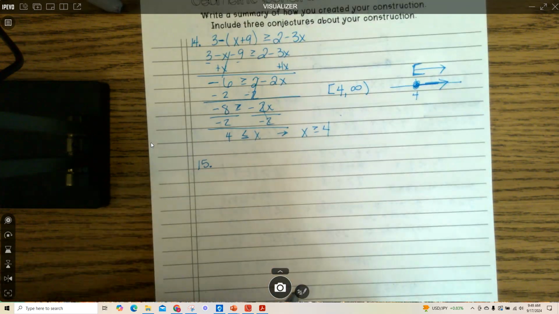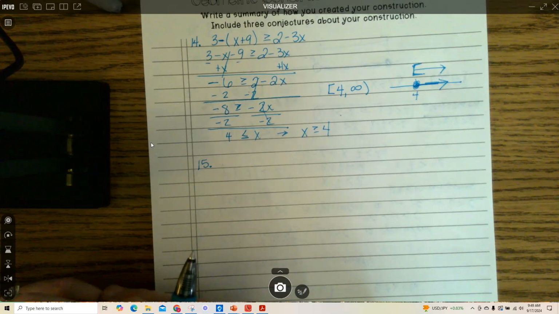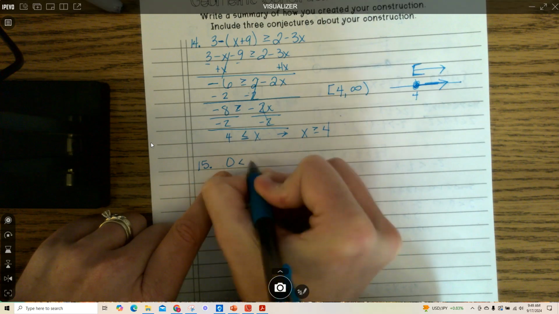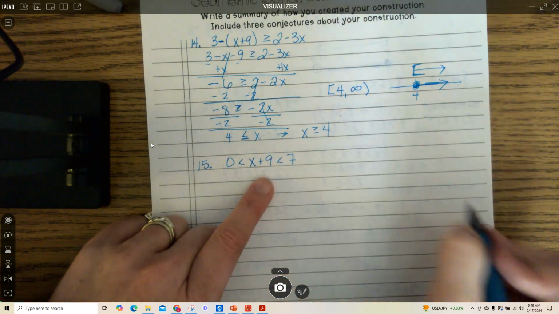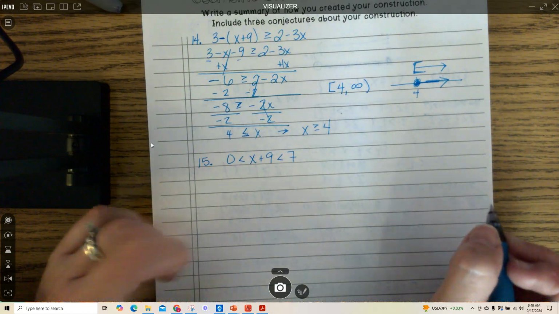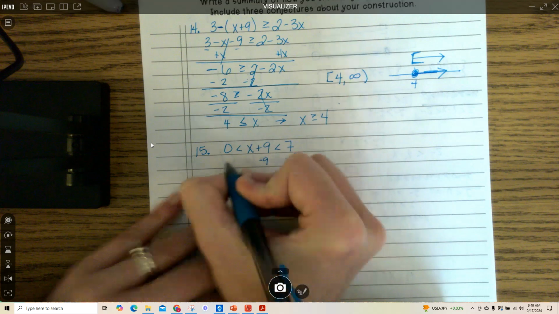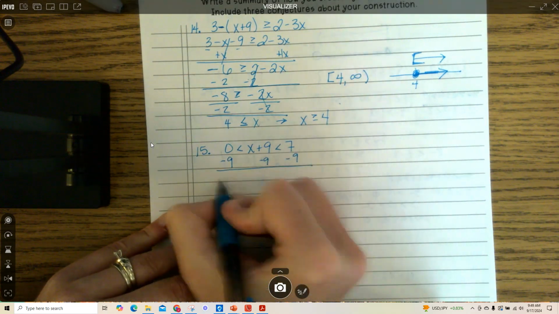All right, 15. Zero is less than x plus 9 is less than 7. Y'all tell me, because it's been a while since I've done these. If I subtract the 9 here, I have to subtract it from here and subtract it from here. Does that seem right?